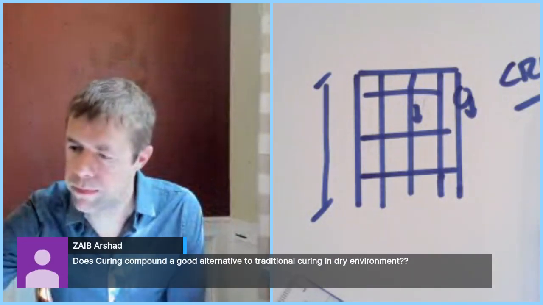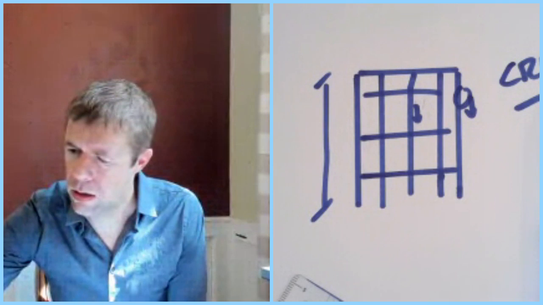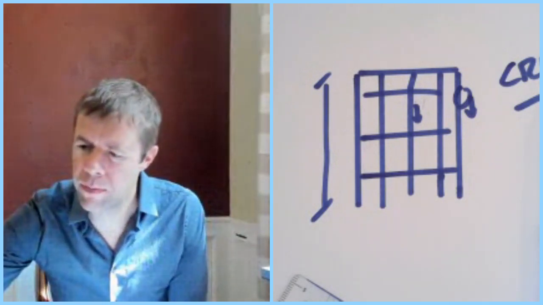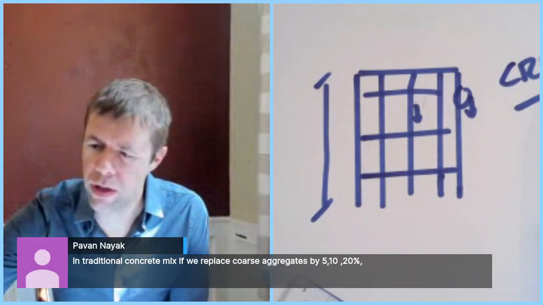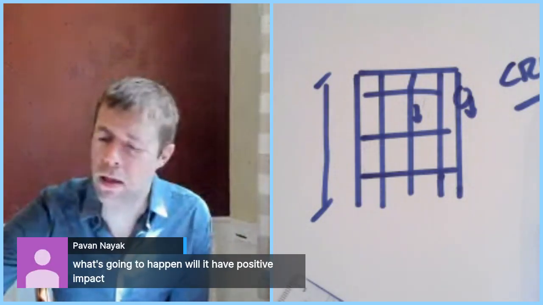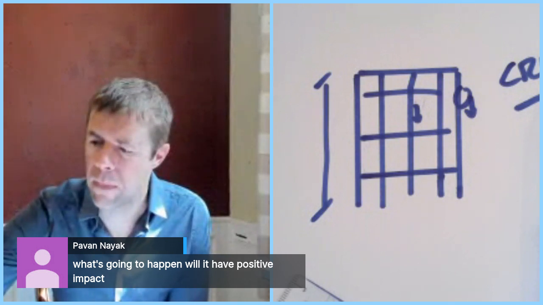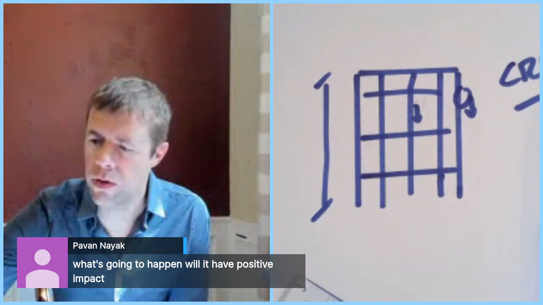I don't understand, Pavan. I see your question about replacing coarse aggregate with this. What's going to happen? Will it be positive? I'm not sure what you're talking about. Replacing it with what, man?